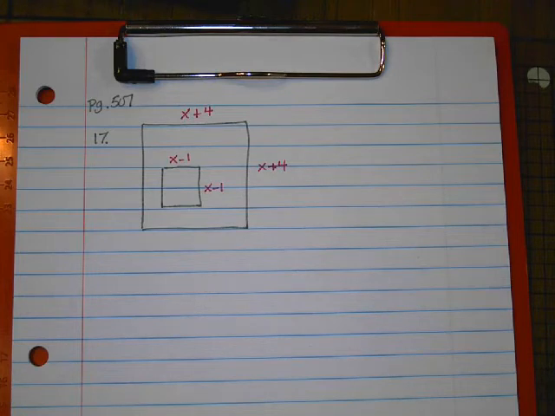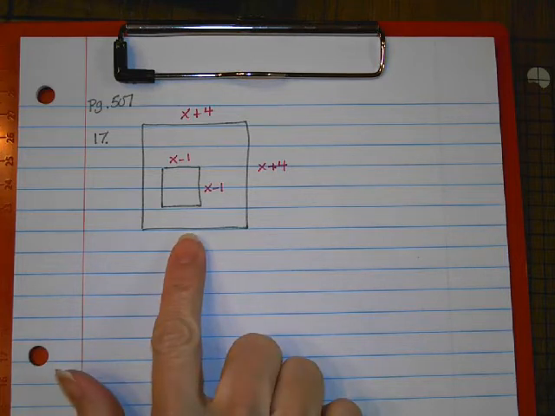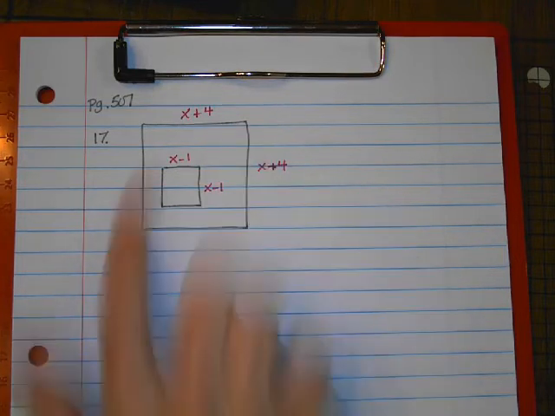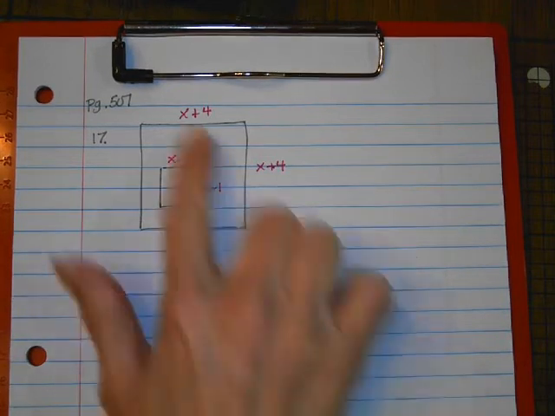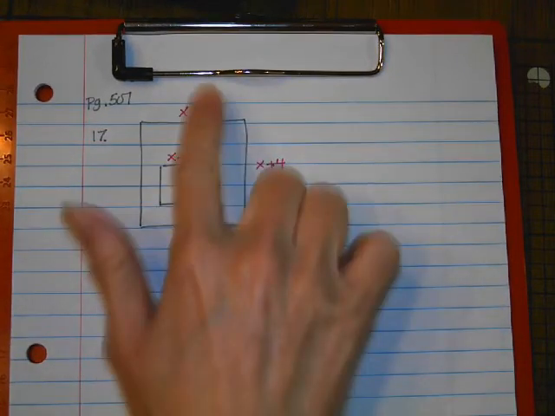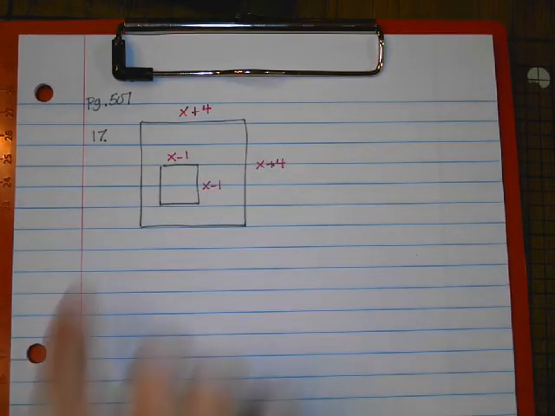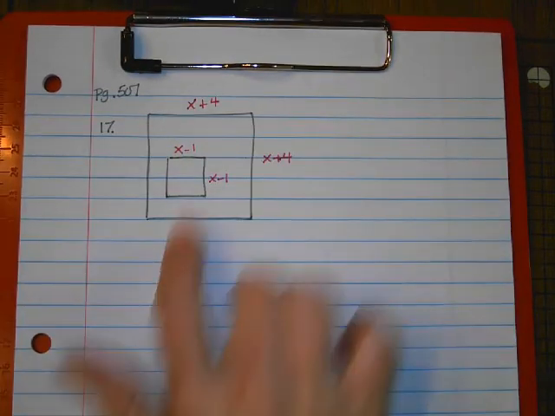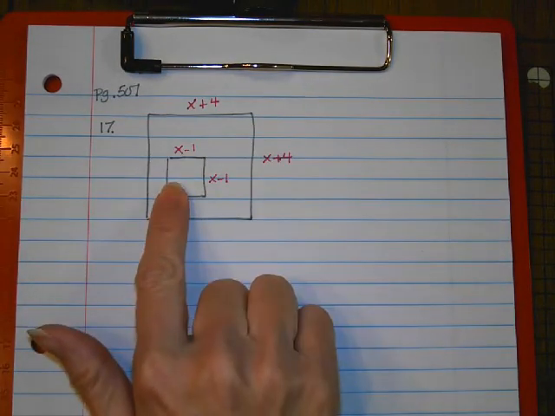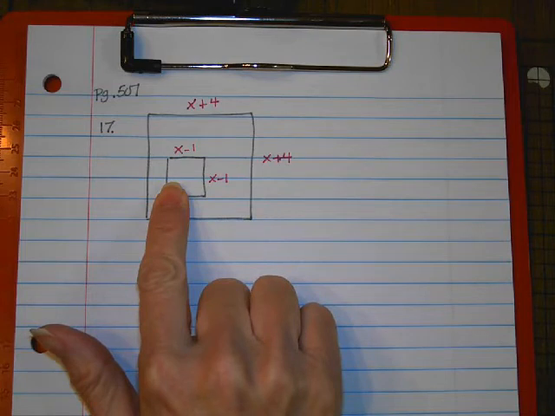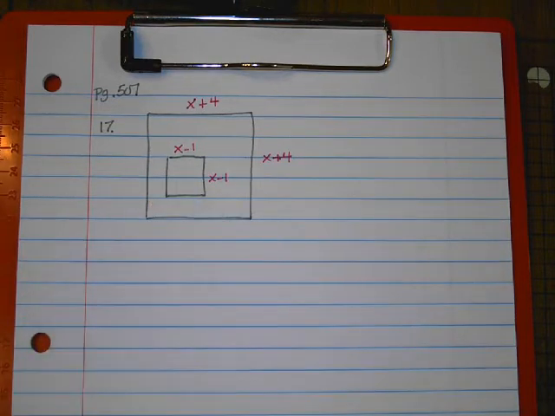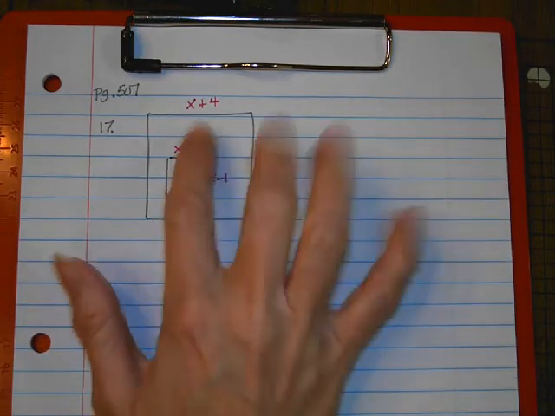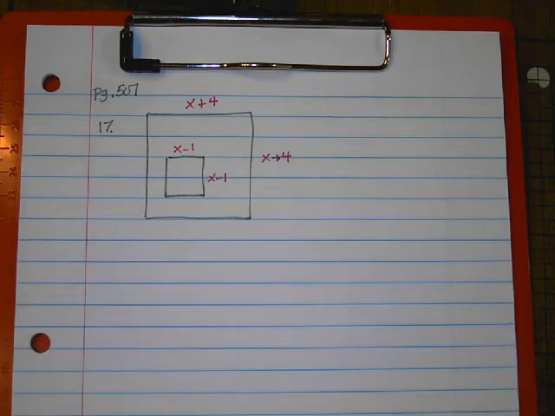In the directions it says the figures below are squares. So they're telling you that these are squares, and we'll know that because opposite sides are the same, so all four sides on the outside are the same here, meaning all four sides on the outside of here are the same. It says find an expression for the area of each shaded region and write your answer in standard form. So they want us to find the area of this yellow region.